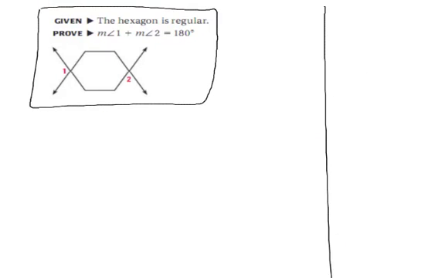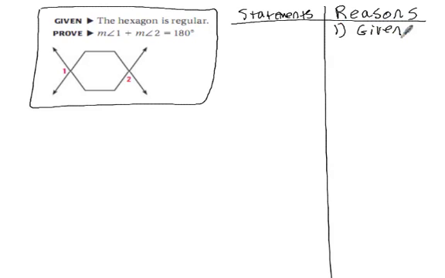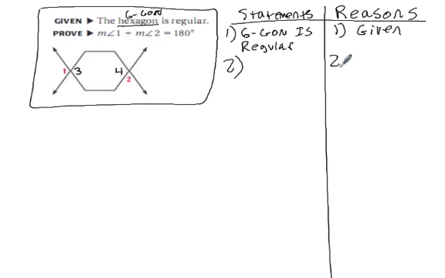We know that this hexagon is regular, and we want to prove that angle 1 plus angle 2 equals 180. Start with the given. We know that the hexagon is really just like a six-gon. So let's say that the six-gon is regular. If we know it's regular, then all the angles are going to be congruent. So let's name some angles that we don't know yet. So now I can say that actually angle 3 is congruent to angle 4 by definition of regular polygons.